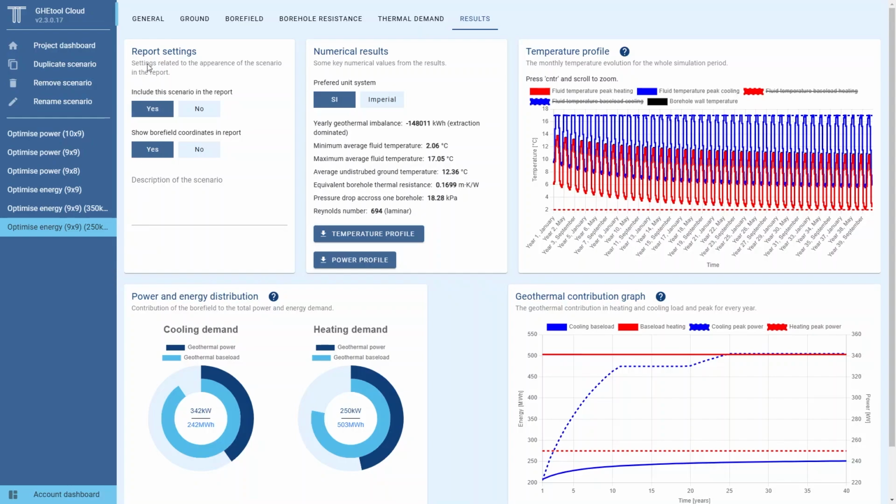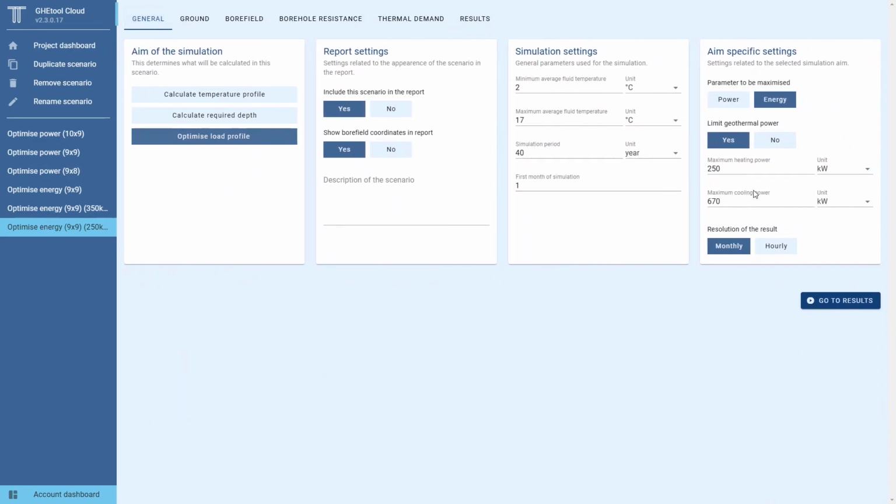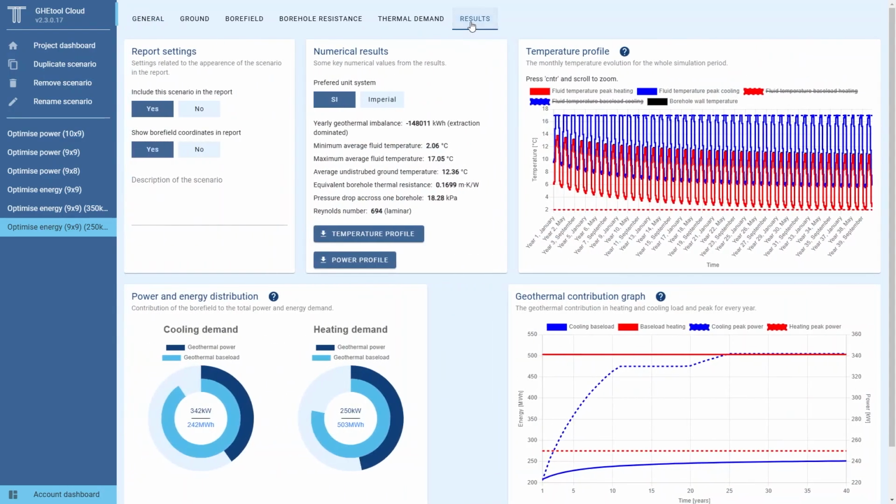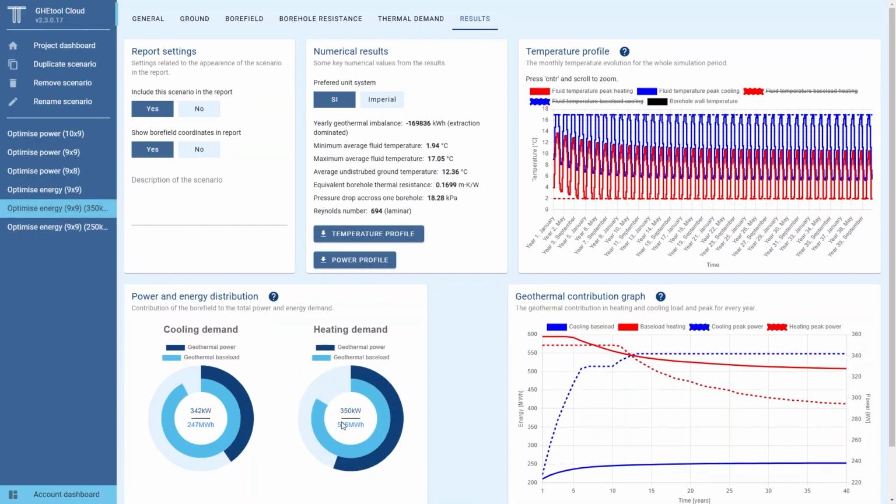design. By going to power and energy optimizations and playing around manually with those maximum heating and cooling power, you can really get a feel on how your geothermal system behaves and how you can intelligently design your hybrid system, because now we have 250 kilowatts in heating. The previous case was 350, and here we got 83% of geothermal heating.